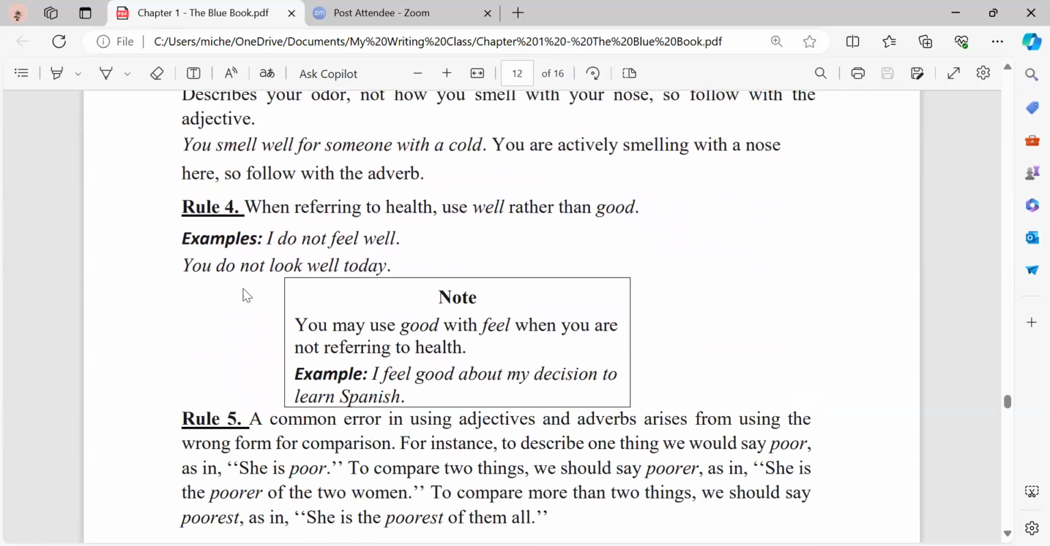Okay, so here's rule number 4. When referring to health, use well rather than good. So I do not feel well. It's not like I don't feel good, that sounds weird. You don't look well today. You may use good with feel when you are not referring to health. I feel good about my decision to learn Spanish. So technically rule number 4 is an exception. This is when we are referring to our health, so use well. I'm not feeling well today. So we use well. This is technically an exception, it's not a particular grammar rule, so you just have to memorize that.